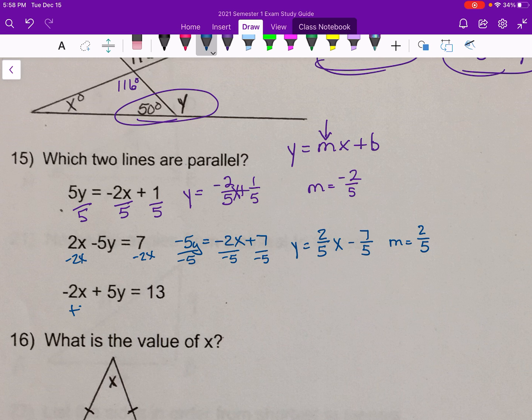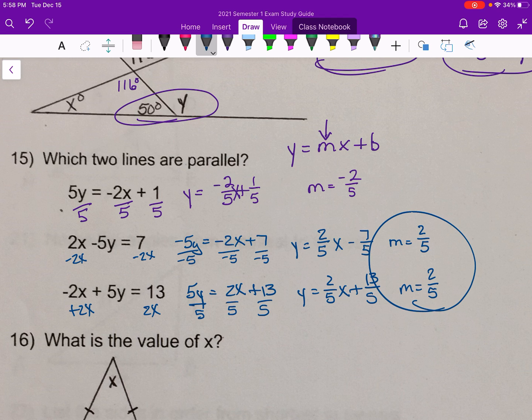And the last one, let's move the 2x. Divide through by 5. And we get y equals 2/5 x. Slope of this line is also 2/5. Since these two are the same, lines 2 and 3 are our parallel lines.